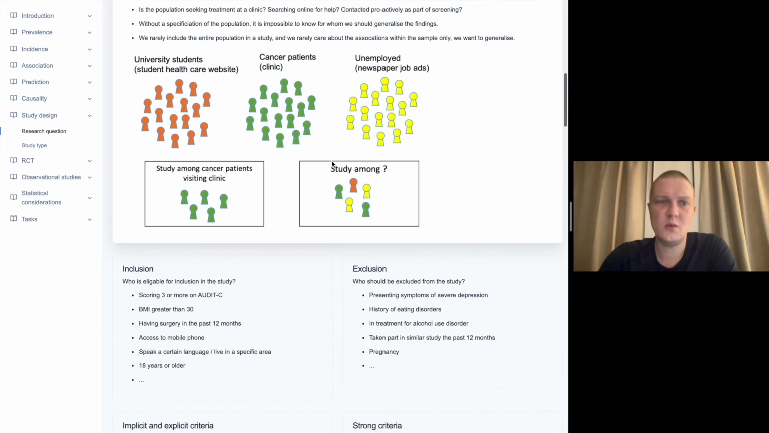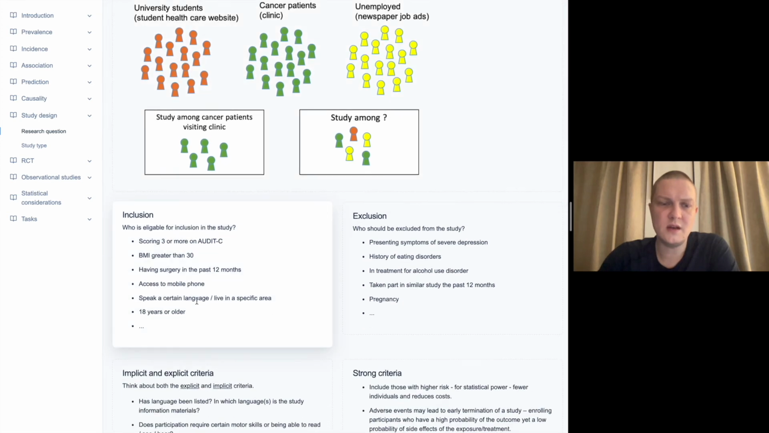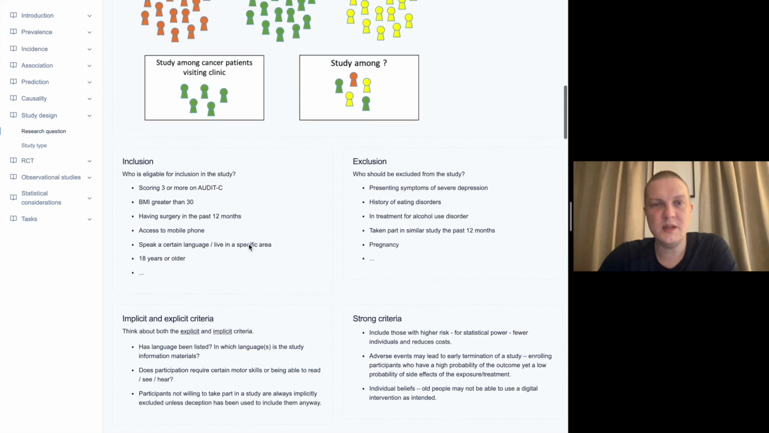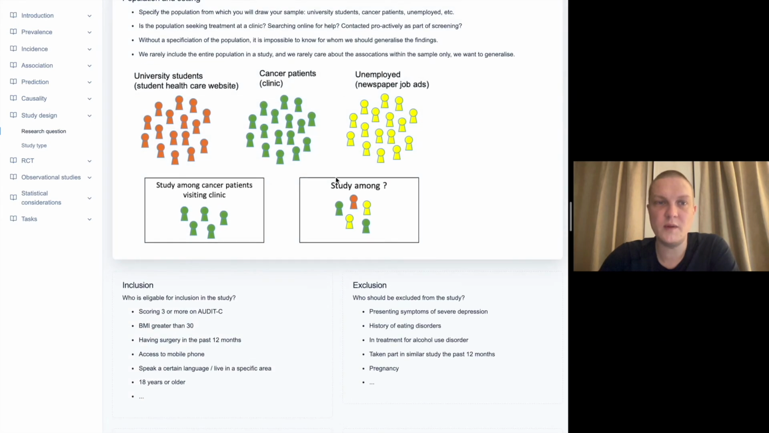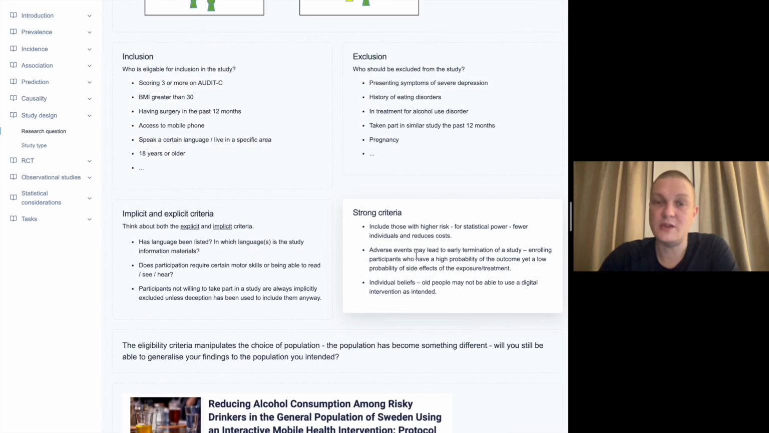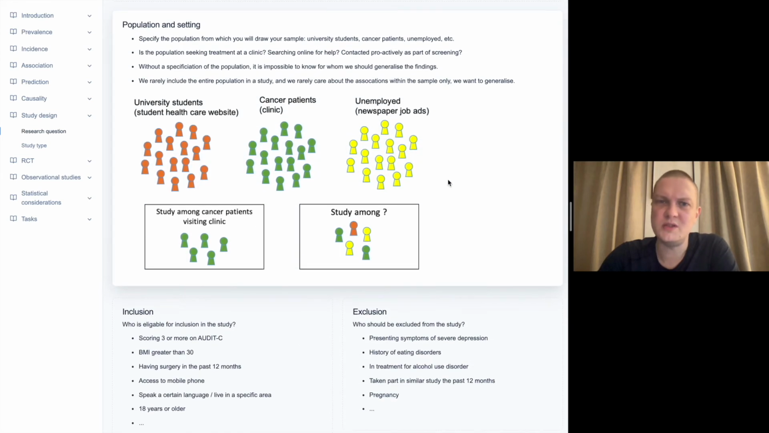So if you said, well, I want my population to be university students, well, if you decided that only Swedish-speaking university students are allowed because all the materials are in Swedish, well, then it's not all university students anymore, and so on. And so these two go hand in hand, the decision of the population and setting, along with the criteria that you set. And the stronger criteria you set, and in these cases they are quite extreme, these are 3 extreme sets of criteria, you are really manipulating your population, and so you might not be able to generalize in the way you expected.